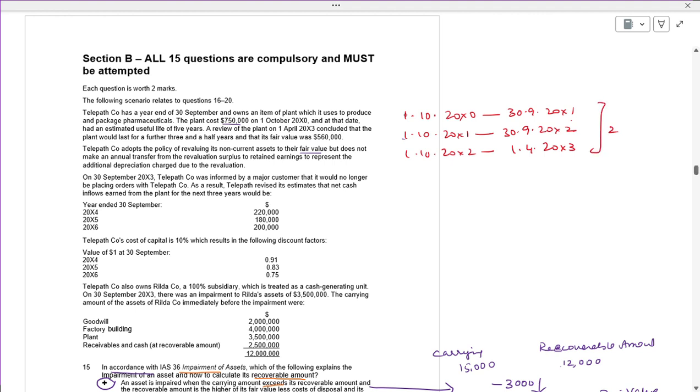2.5 years are completed. How much is the depreciation for that? 750, and 2.5 years are completed. How much depreciation is there? 750 divided by 5 years, times 2.5. How much will you get? 375.